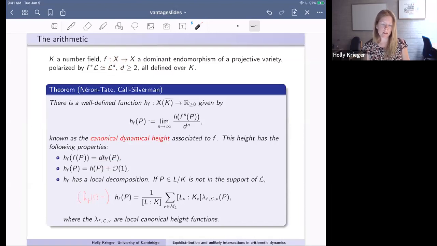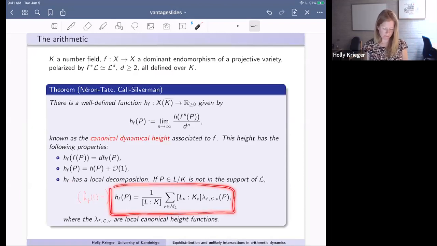D. The second property is that it is a height function in the sense that it is a bounded distance away from the naive height or the vague height that we have on X, okay? I'm thinking of this height coming from the embedding related to L, by the way, for those of you who would like me to be careful, sorry. Okay? And finally, or perhaps most importantly, this height has a local decomposition, just like the Neron-Tate height does, okay? And so I won't get into exactly how you define this local height function, because it's slightly complicated in the general case, but there's a nice local decomposition here.